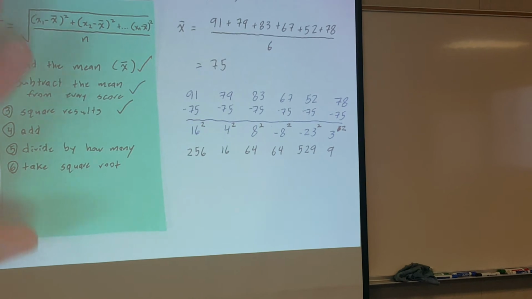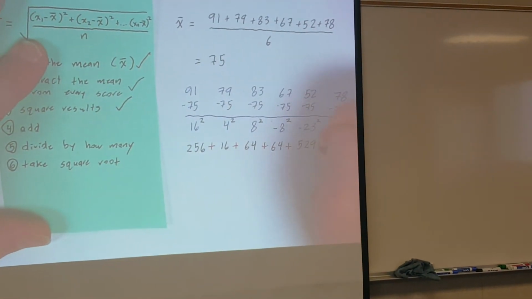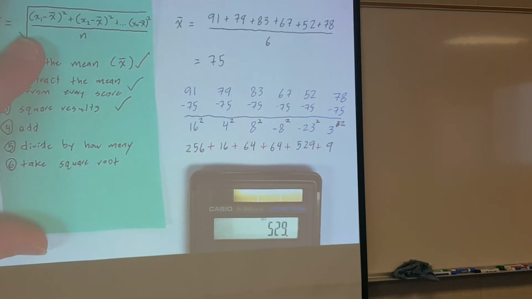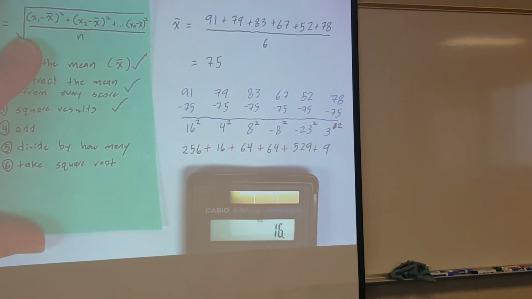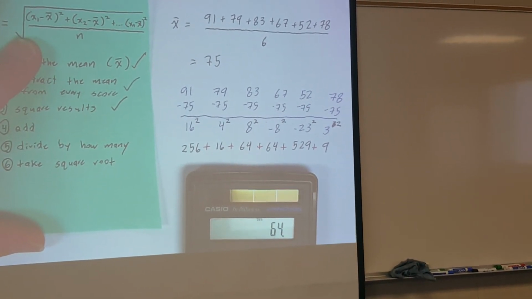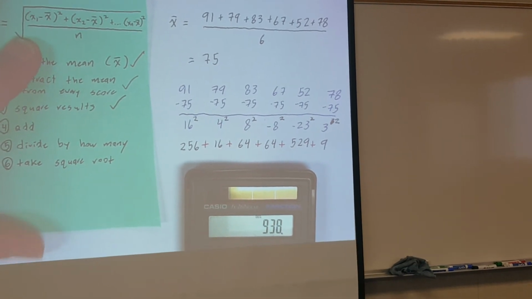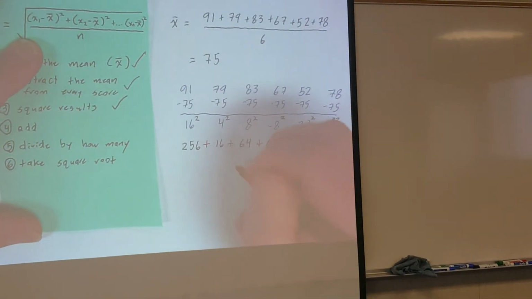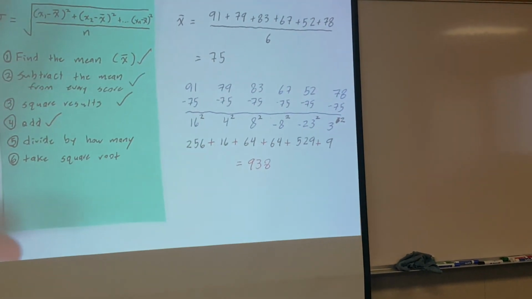Next thing we want to do is add all these numbers up. So we're going to add them all up, and let's see what we get. Again, the calculator can help. So we're going to take that 256, add in the 16, add in the 64, add in the other 64, add in the 529 and the 9, and let's see what we get. We get 938. Okay, so we've added all those.